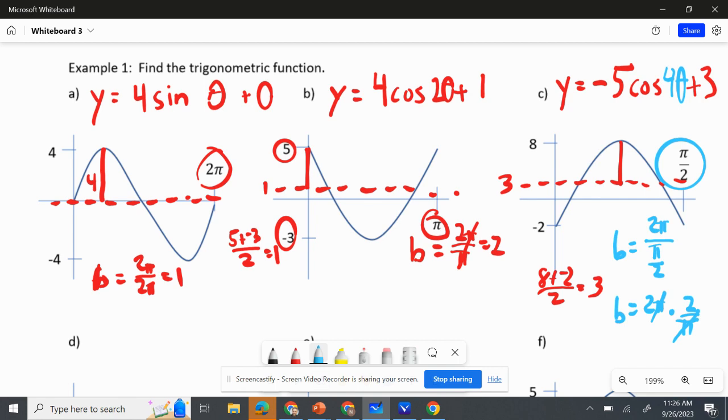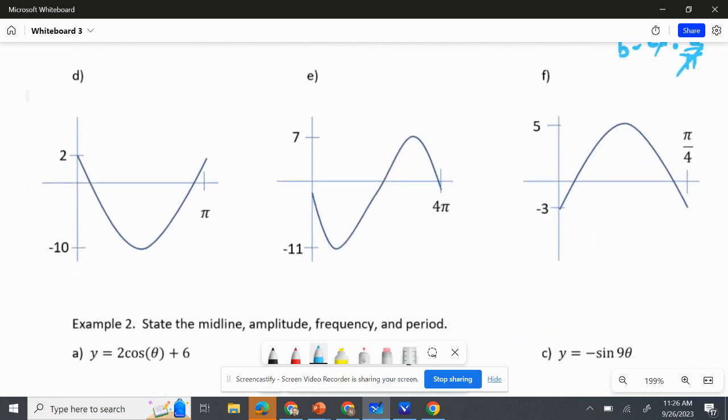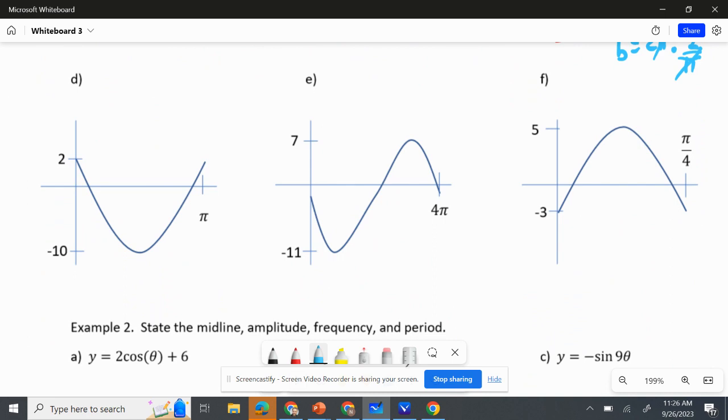So for letter D, first thing that I want to do is state what the trig ratio is. And I see that it's starting at the top and going down. So that tells me it's cosine. So I go y equals cosine.